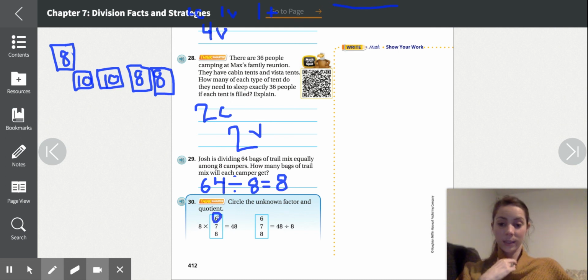6. So 48 divided by 8 is 6. If you didn't get 6, you need to draw circle groups on the side next time. That will be more helpful to help you out.